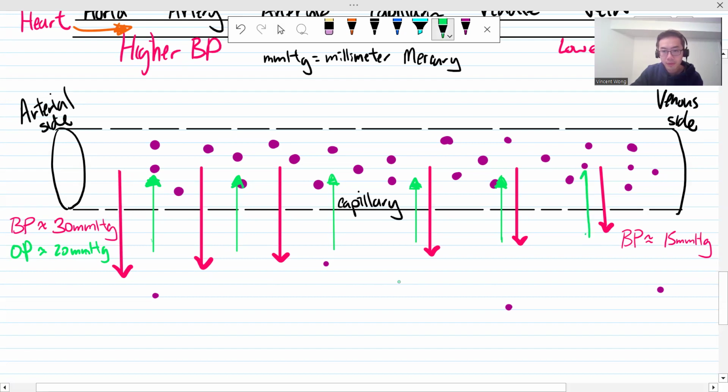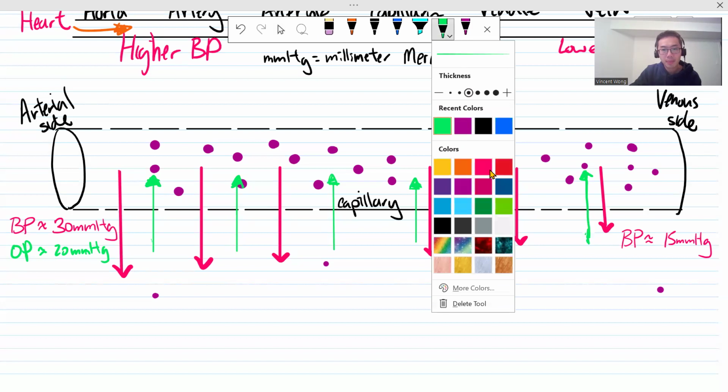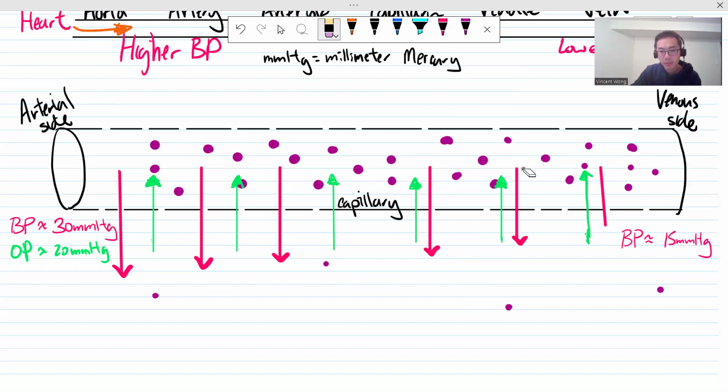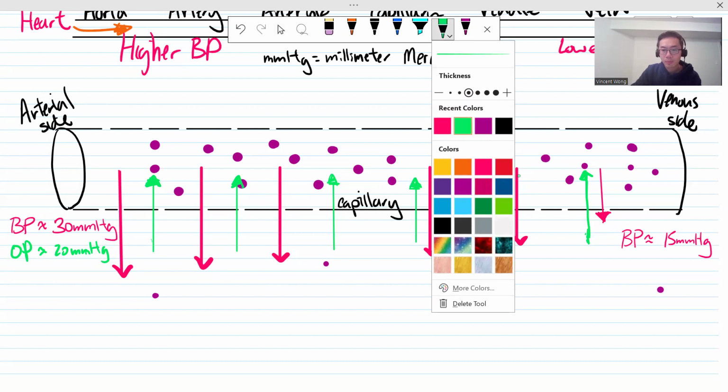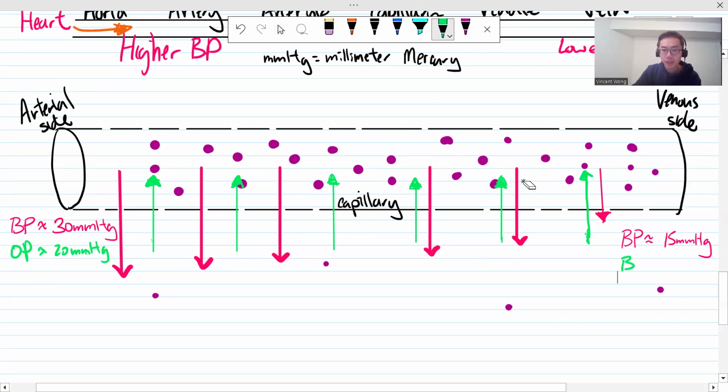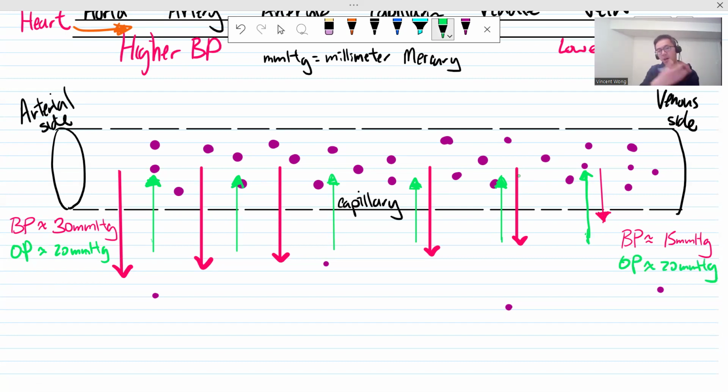There you go. Maybe let me make this one a little bit shorter so that it's more obvious when I try to explain to you what's going on. There you go. So the OP here, the osmotic pressure, is approximately still 20 mmHg. Not much change from one side to the other.